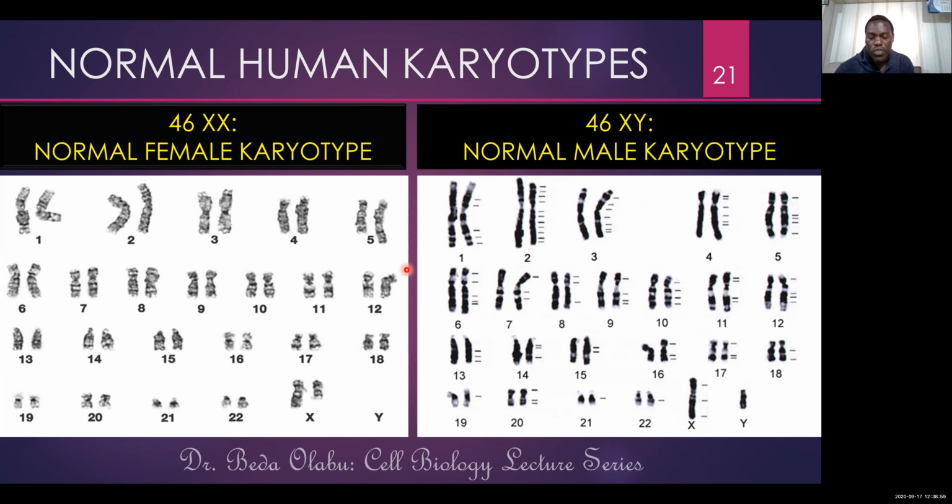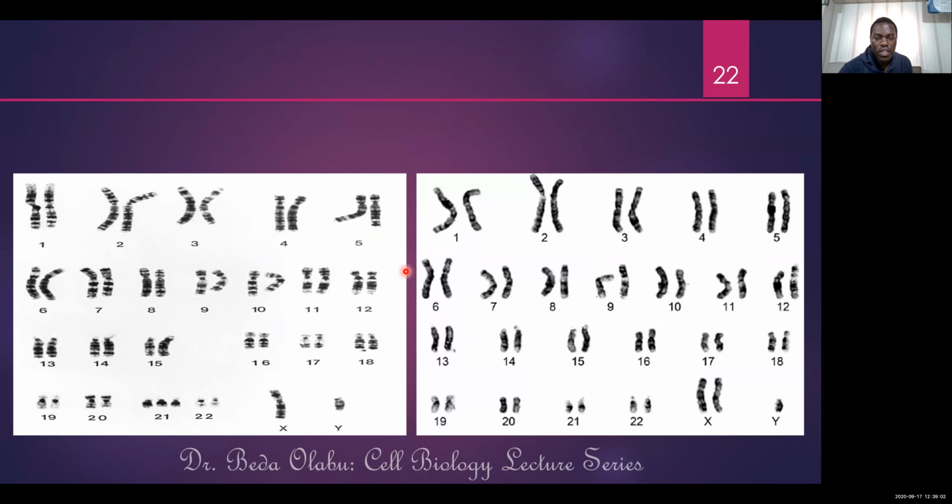Right, let me give you something more. Again, you are presented with two karyotypes. There's one on the left and there is one on the right. Normal or abnormal? Let's start with the left one. Anyone? I think the left one is normal. Okay, you think the left one is normal. How about the right one? I don't think it's normal.